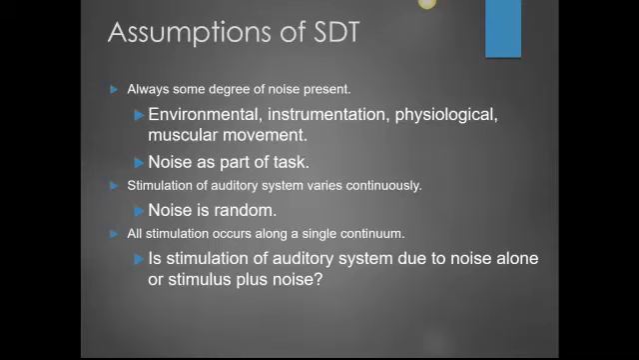The stimulation of the auditory system varies continuously, and noise is random. So all of these factors come about, and all stimulation then is going to occur along a single continuum. Is the stimulation of the auditory system due to the noise alone? Or is it stimulus plus noise? So they're just sitting there and there's noise present, so that's the noise alone. But then we also have the noise present because it's always there, plus the signal that will be there as well.